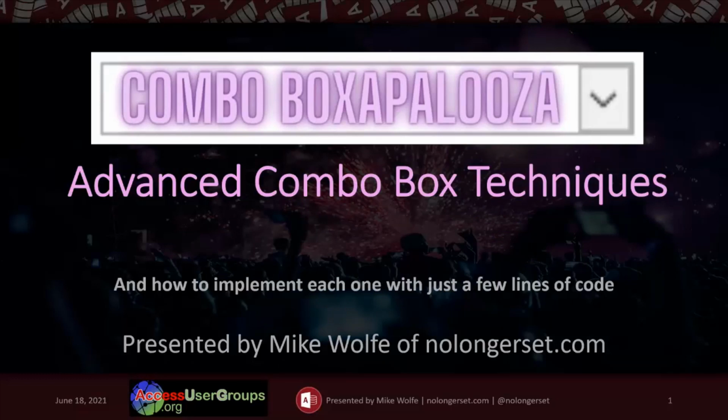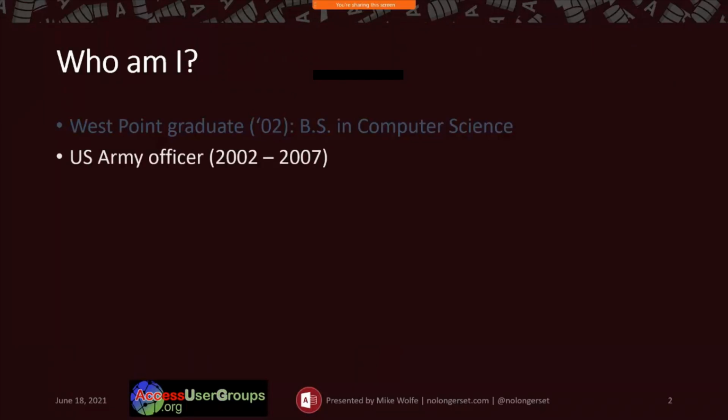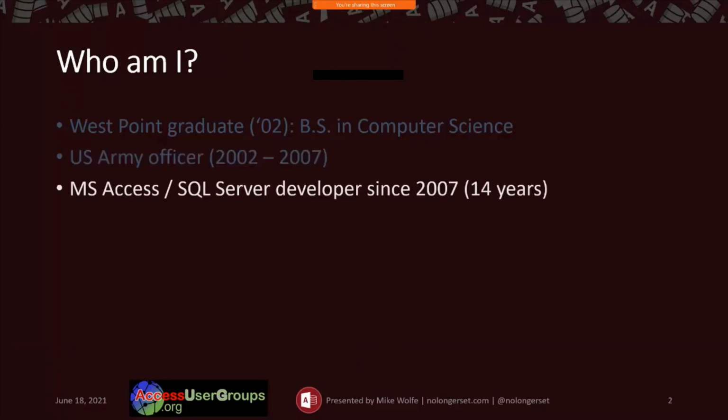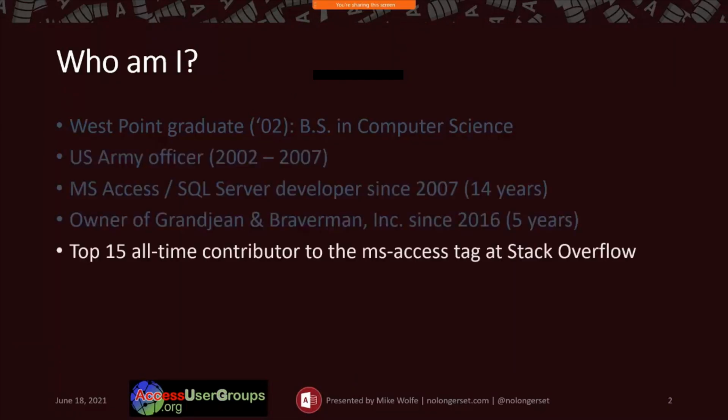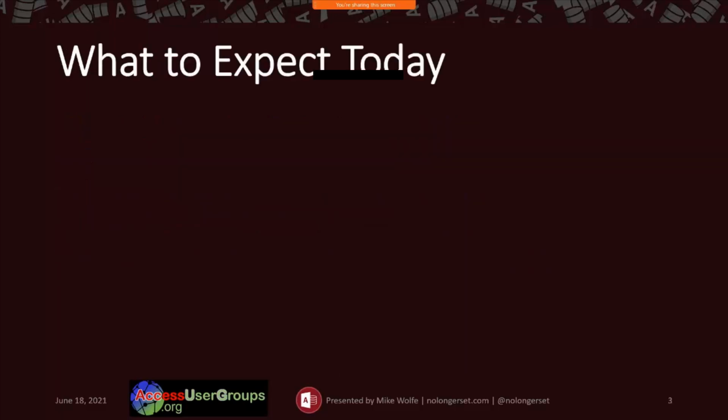Okay, my talk today is on combo boxes. Before I get started, I'd like to thank Dale Fye for giving me the opportunity to present today's topic. As he said, my name is Mike Wolfe. I write daily articles about Access and VBA at nolongerset.com. I've got quite a few things I want to cover here, so we'll just keep going. I'm going to go through these pretty quickly. Dale already gave you my background, basically everything that's on this slide.